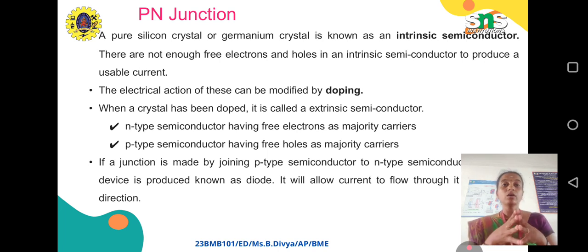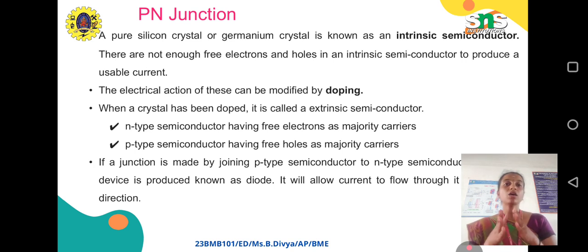We can see that a pure silicon crystal or a germanium crystal is known as an intrinsic semiconductor. These two, germanium and silicon, are called the pure form of semiconductor devices. Since we know that the pure form is the intrinsic form, whereas the impure form, that is adding of impurities, is known as extrinsic semiconductor. So silicon and germanium crystals are known as intrinsic semiconductors.